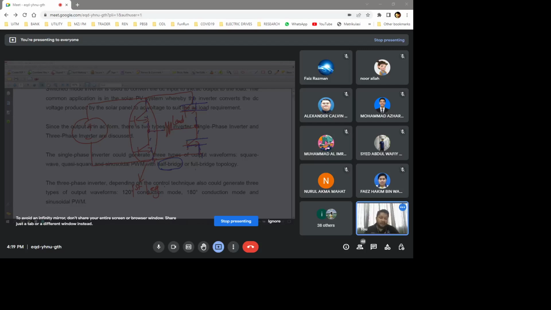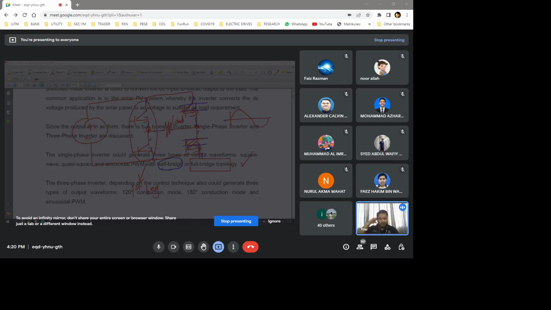Okay, and when we talk about full bridge, all components here are switches. So when we use all switches here, this is also a switch, then this is known as full bridge topology. Single phase, because the output only has one phase. Later on we're going to look at three phase. How are we going to generate three phase? So this is topology.